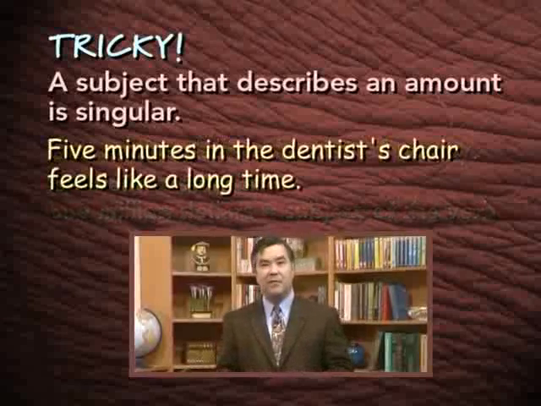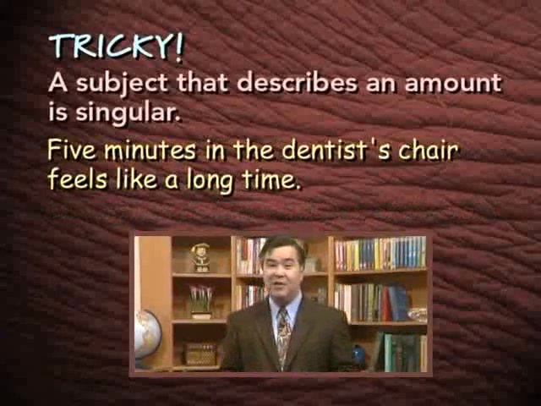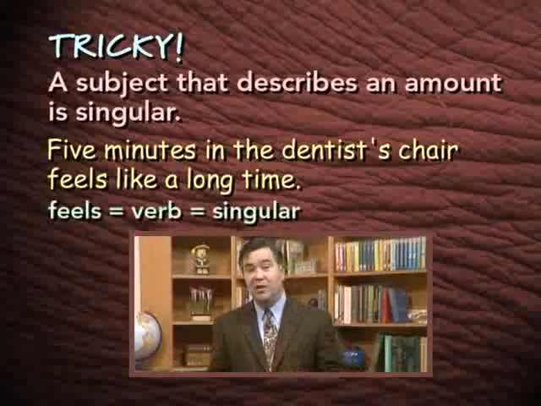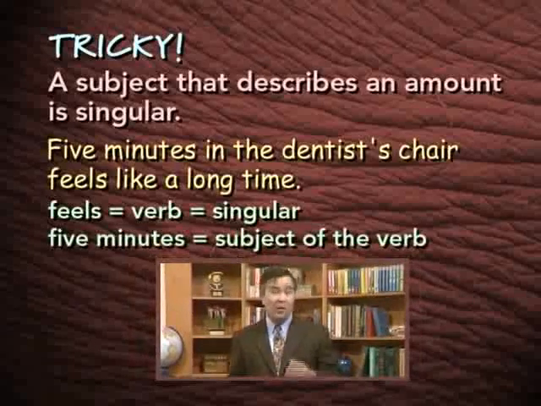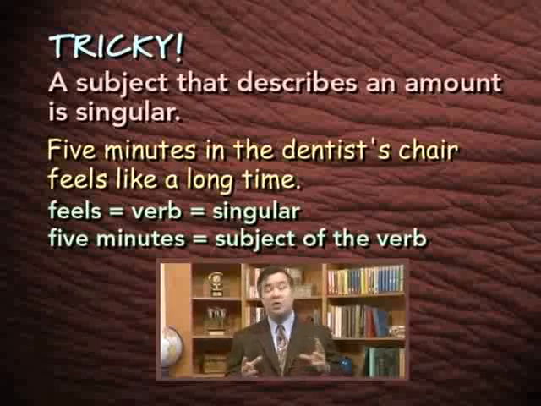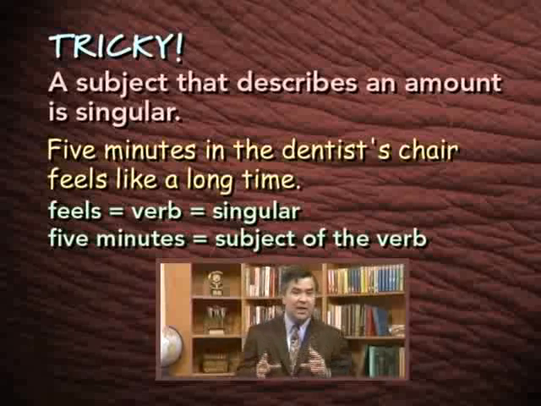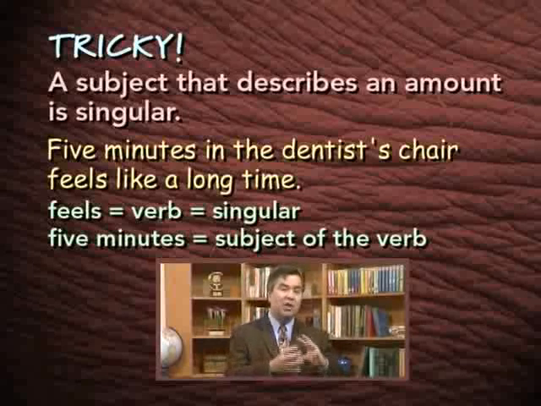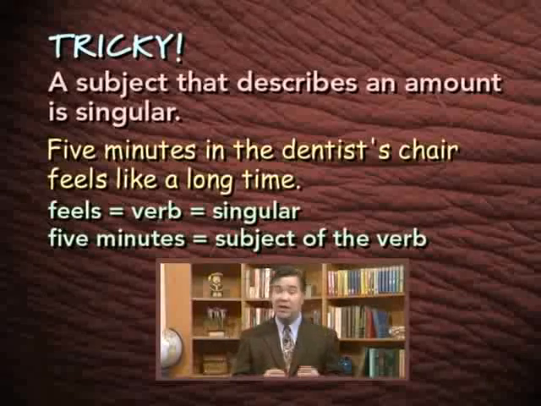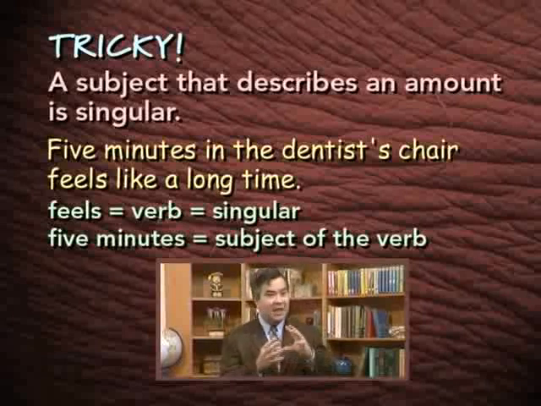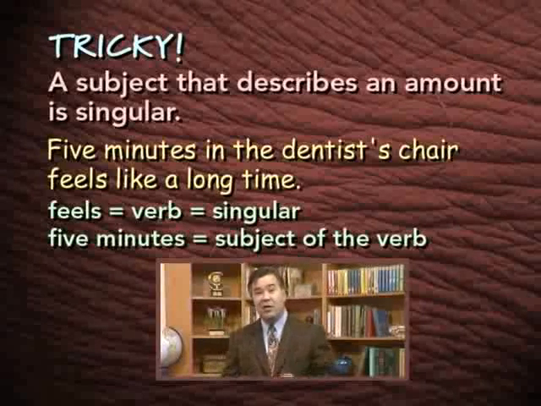Here's another example. 5 minutes in the dentist's chair feels like a long time. Here the verb is "feels." Again, it's singular. What's the subject? 5 minutes, or minutes. Once again, it's grammatically plural. It ends in S, and it does refer to more than one thing, 5 minutes. But if we step back and think about how the phrase is being used, it really refers to the 5 minutes as a single unit, one stretch of time, which may be very unpleasant when you're sitting in the dentist's chair, and that's why it feels like a long time. So that one stretch of time, that one amount, is treated as singular, and that's why a singular verb is appropriate.